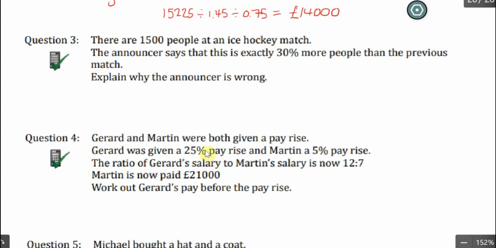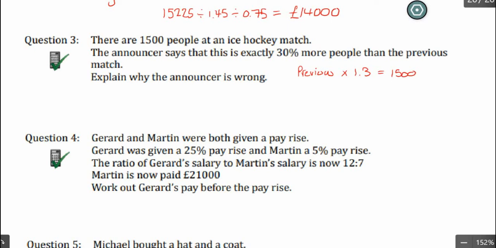Okay, number 3. There are 1,500 people at an ice hockey match. The announcer says that this is exactly 30% more people than the previous match. Explain why the announcer is wrong. Well, I assume that would give an amount of people that isn't possible. So let's see. So the previous match, what would you multiply that by to increase it by 30%? Times it by 1.3.